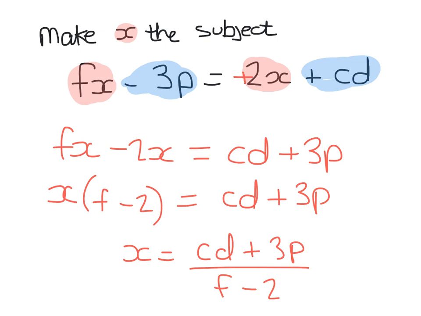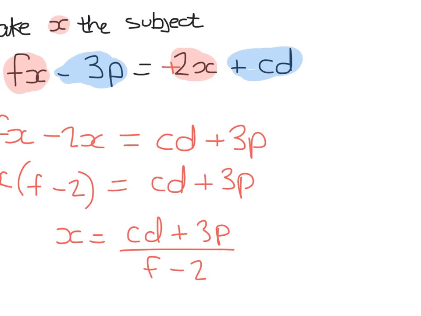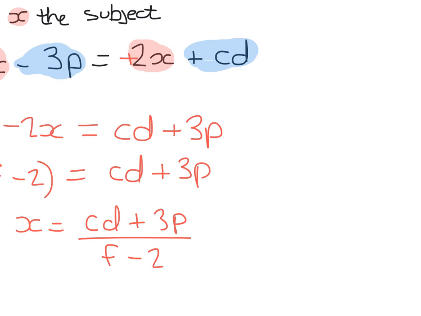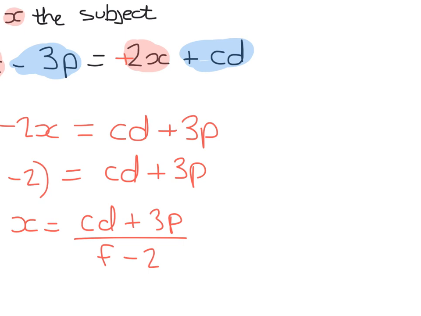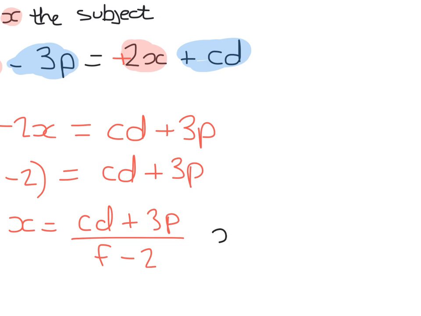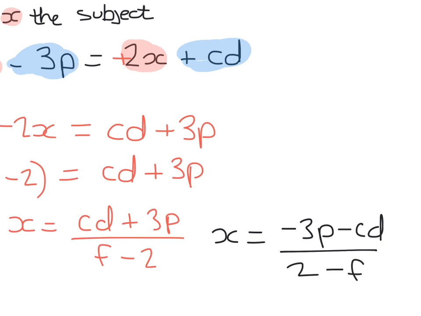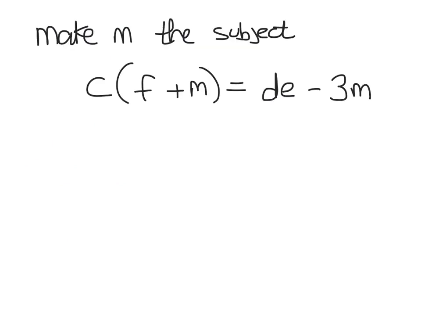Alternatively, you could have moved the x's to the right hand side. If you'd have done that, you would have an equivalent answer that would be x equals minus 3p minus CD over 2 minus f. They are equivalent answers and either of them are acceptable. It just depends on which side you move your x's to in the first instance.